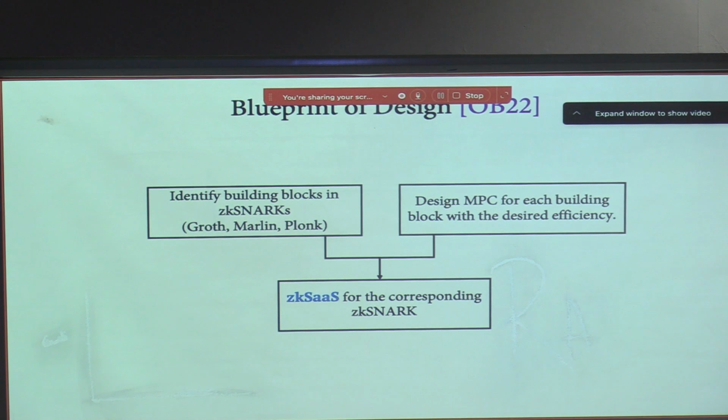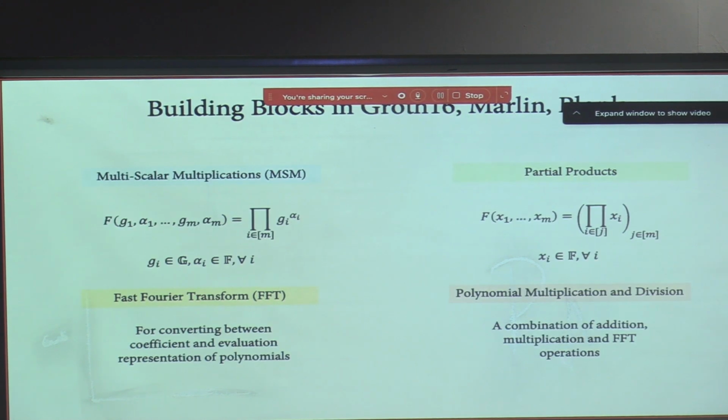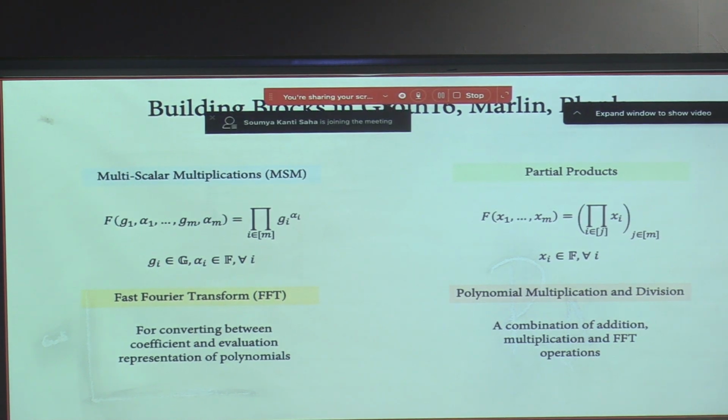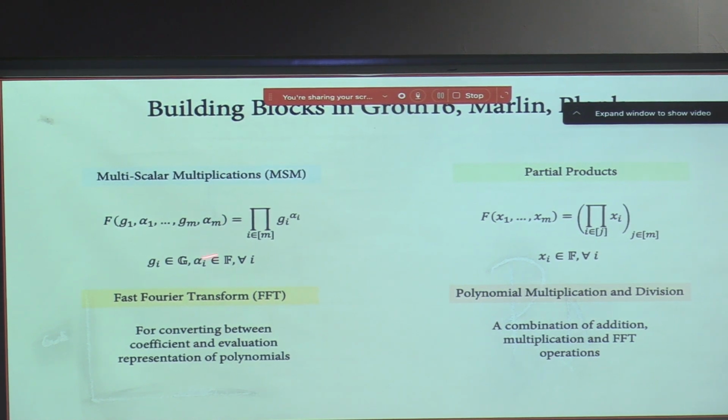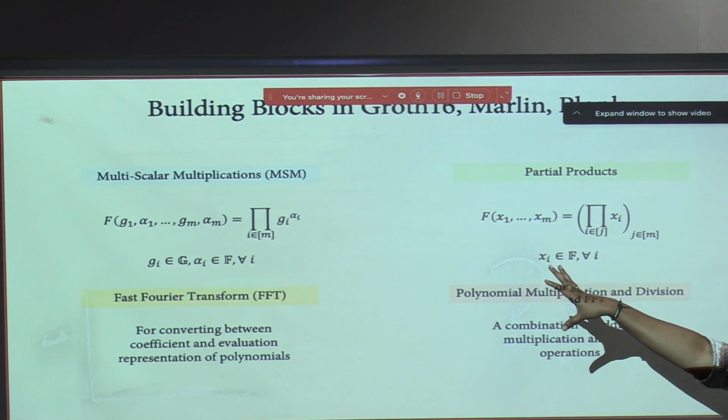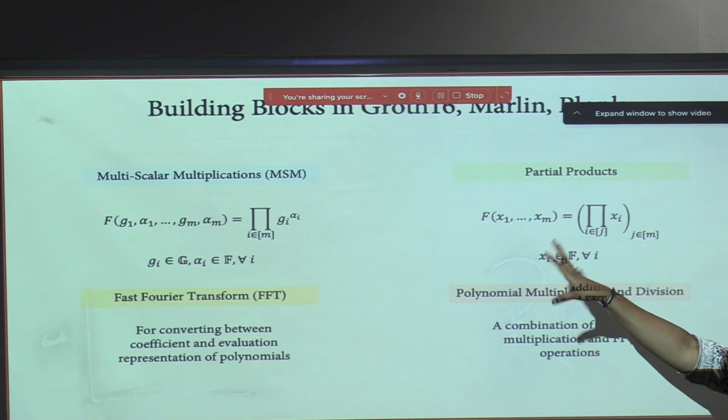So there are 3 SNARKs we target, and we identify the building blocks in them essentially. Okay, so what are the building blocks? These are essentially all the operations that you need to do the SNARK computation. The only component that involves group operations, which I call the cryptographic operation, is multiscalar multiplication, which just takes m group elements and m field elements and generates the product of their exponentiations. So this is the only component that uses the cryptographic operation, but this is the heavy part.